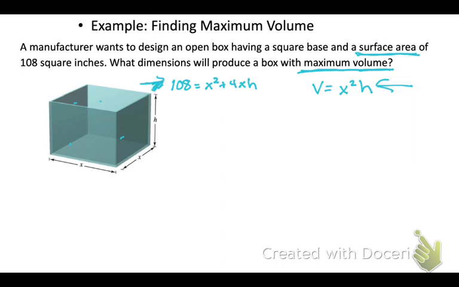Which one do you think would be easier to solve for, x or h? H, because there's one h, yes? Okay, so we're going to subtract x squared and divide by 4x. So h equals 108 minus x squared over 4x. Now we're going to substitute that in for h. So we have V equals x squared times 108 minus x squared over 4x.